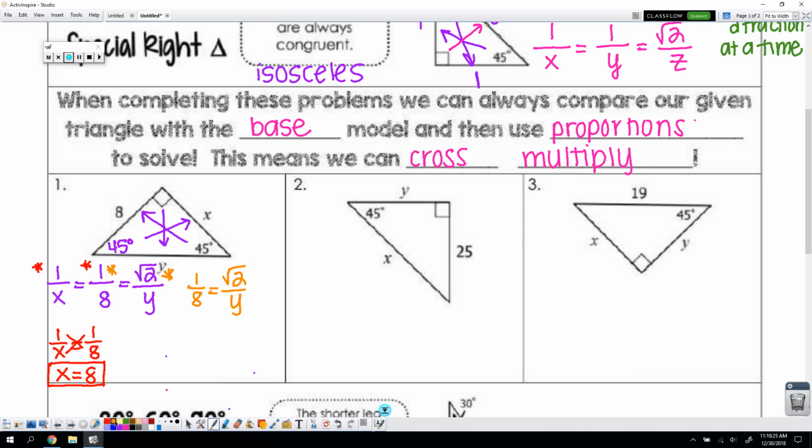Now I'm going to do the same thing for my orange one. Crisscross: 1 times y is y. Now this is where we need to remember stuff from our warm-up. We have 8 times the square root of 2. One is on the outside and one is on the inside of the radical, so you do not combine them. It's 8 square root 2, so y equals 8 square root 2.